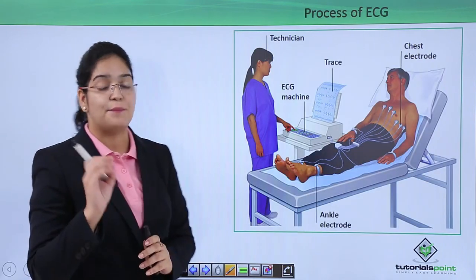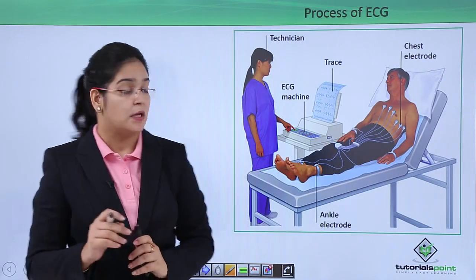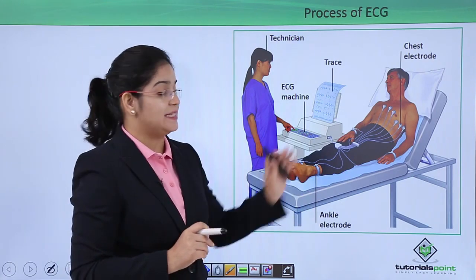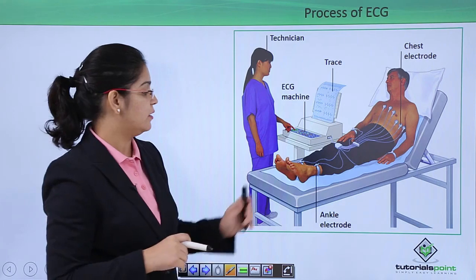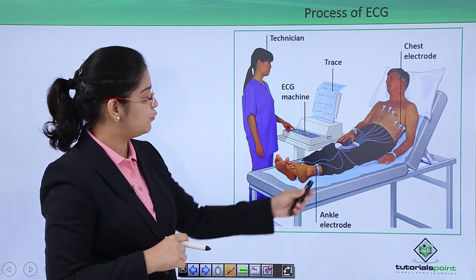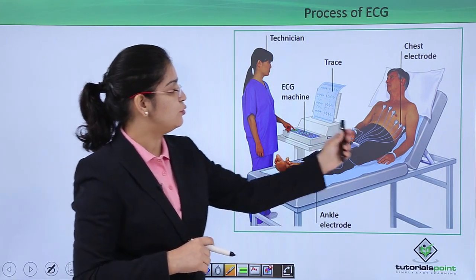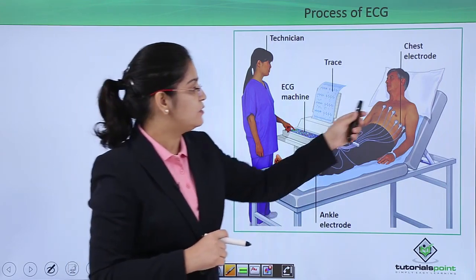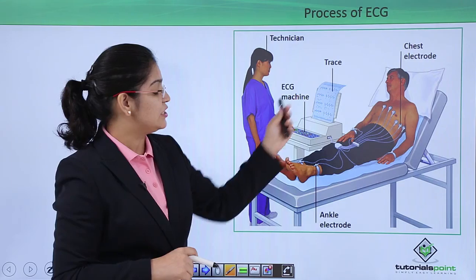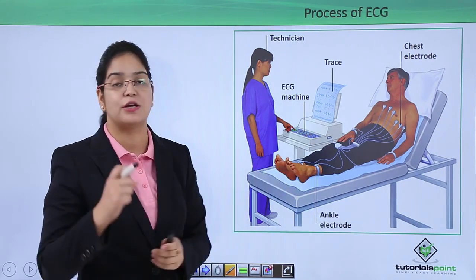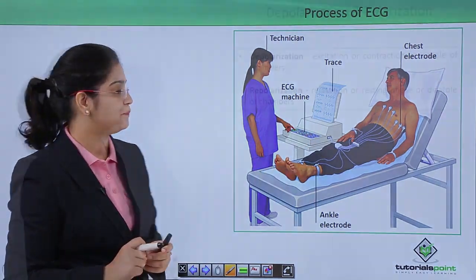Now, the process of ECG. In the process of ECG, there are 6 main leads or electrodes. 2 we use in the legs, 2 in the hands and 2 main chest electrodes. This is the ECG machine having a graph which is recording the impulses.